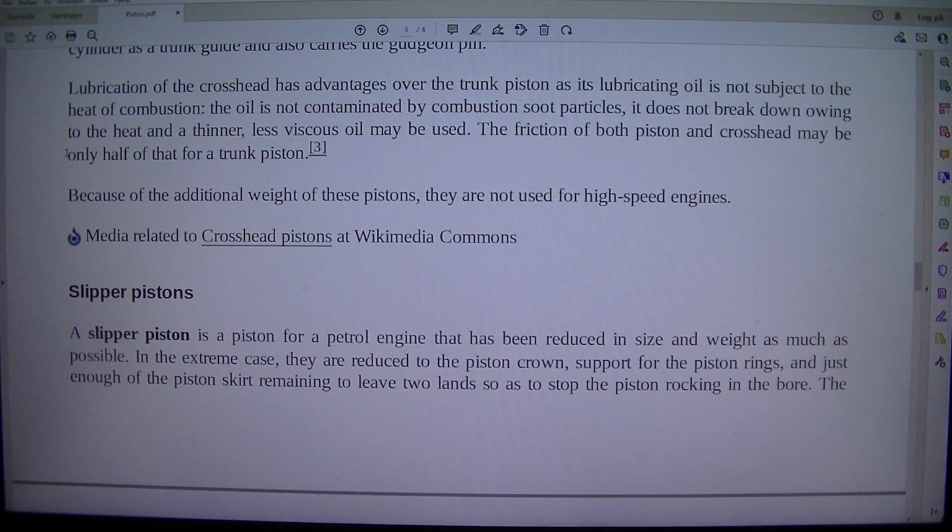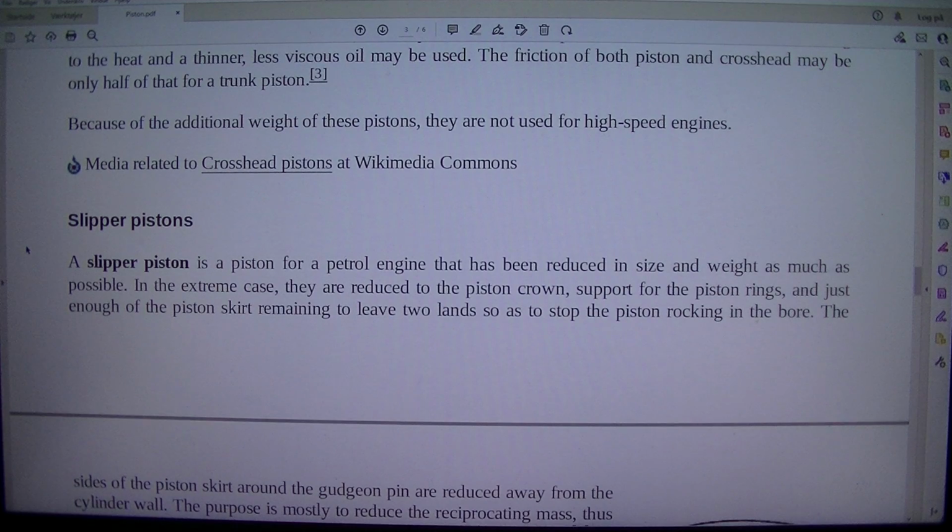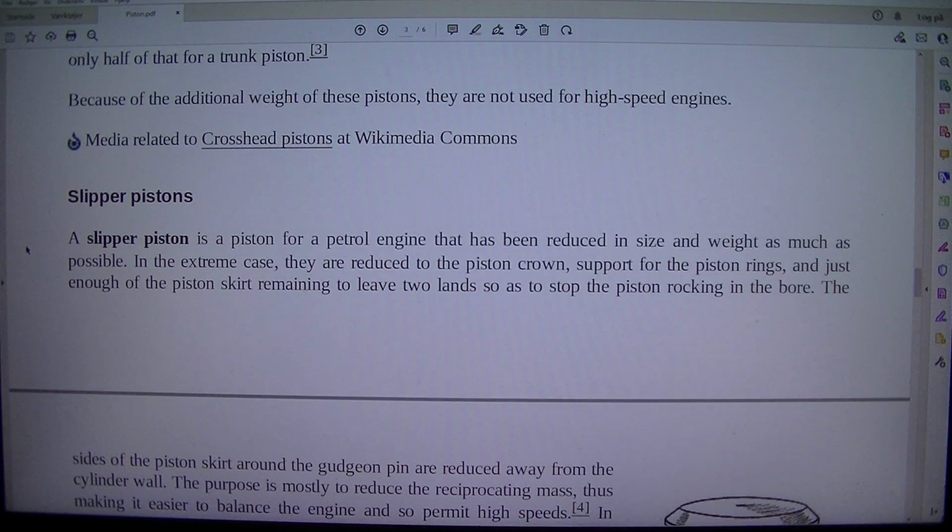It does not break down owing to the heat, and a thinner, less viscous oil may be used. The friction of both piston and crosshead may be only half of that for a trunk piston. Because of the additional weight of these pistons, they are not used for high-speed engines. Media related to crosshead pistons at Wikimedia Commons.